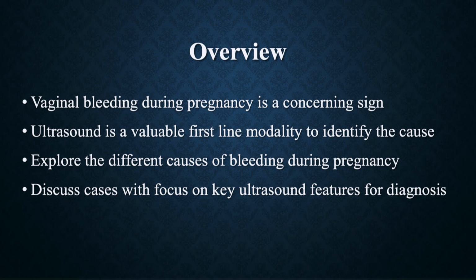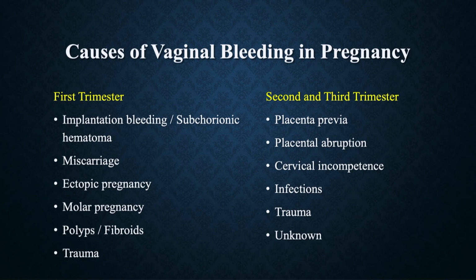We'll explore the different causes of bleeding during the first, second, and third trimester, and focus on some of the key ultrasound findings that allow you to make a specific diagnosis. So here's our list of potential causes for vaginal bleeding. You can see here it's divided under first trimester and then second and third trimester.